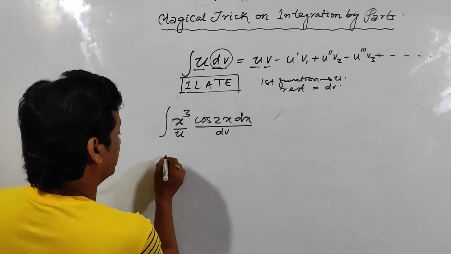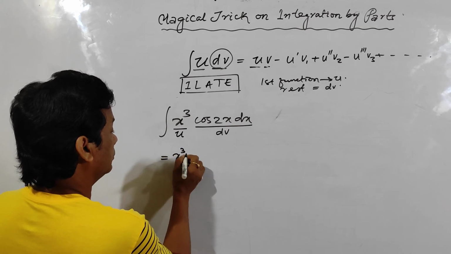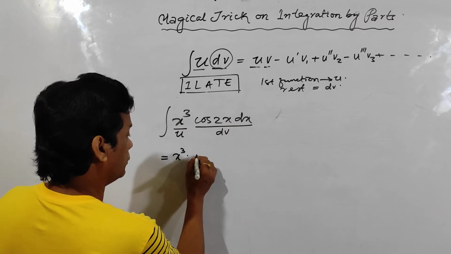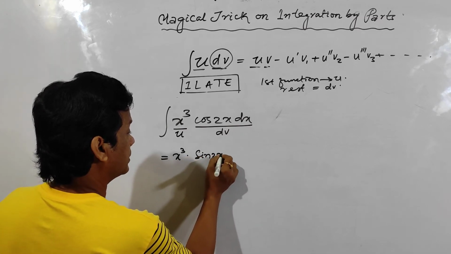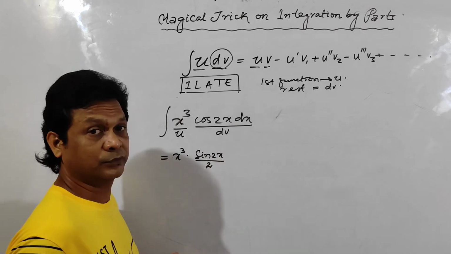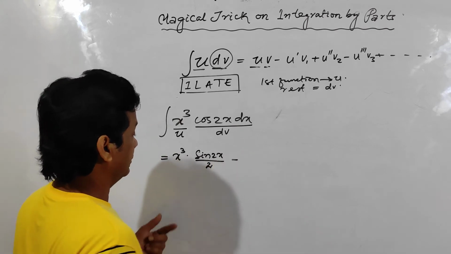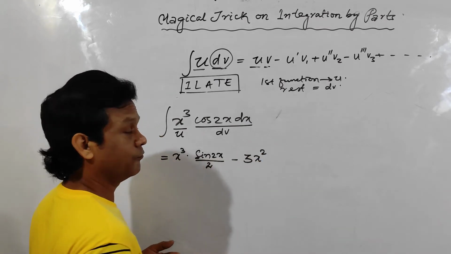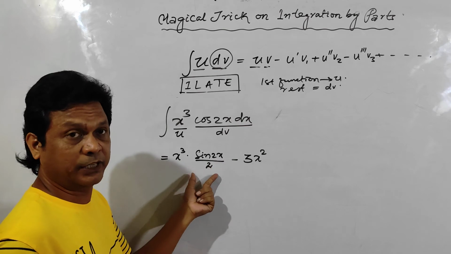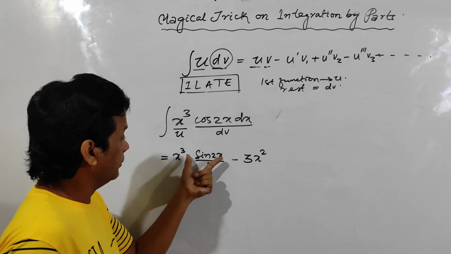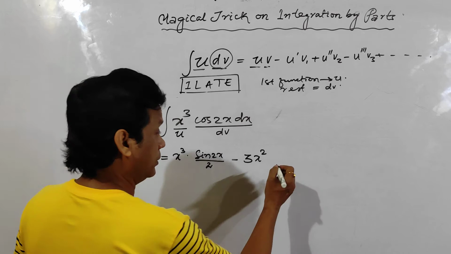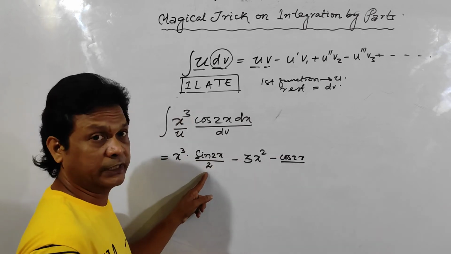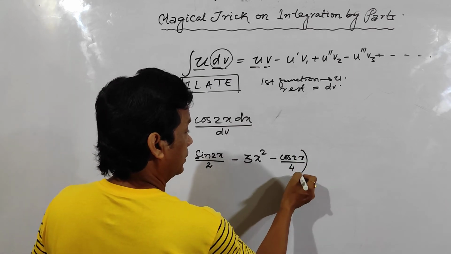Okay. So what is our formula? u, that means x cube, into integration of cos 2x, and integration of cos 2x is sin 2x by 2. Clear? So minus derivative of x cube, it is 3x square, and integration of sin 2x by 2. Find the integration of sin 2x, it is minus cos 2x by 2, and 2 is already there, so by 4, and put a bracket here.